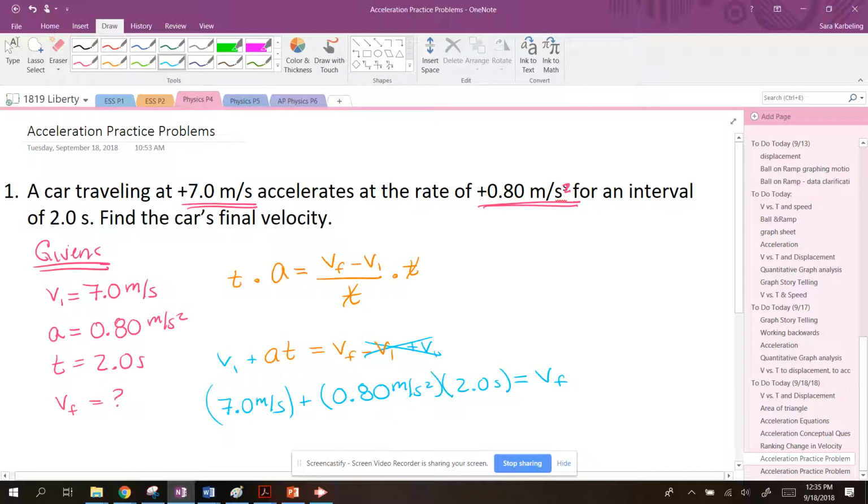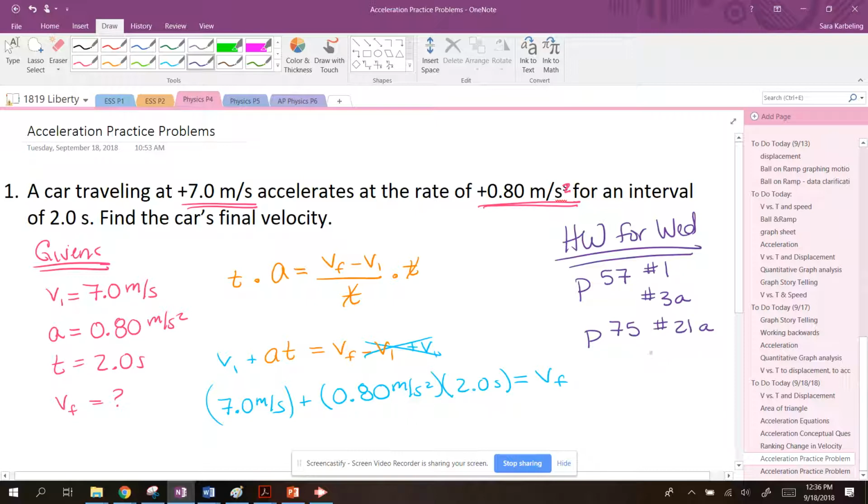Here are the problems that I want you to work on for tomorrow. I'm just going to write them down over here. So this is your homework for Wednesday. Make sure you write this down because it's not this way on Canvas right now, but I'll change it. Page 57, number 1, and number 3, part A. Page 75, number 21A, and number 16.